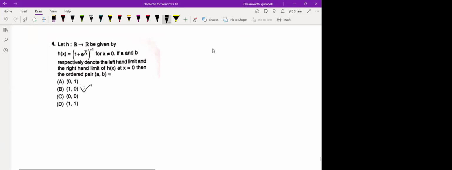h(x) is equal to (1 plus e power 1 by x) whole power -1 is given. What is the meaning? 1 by (1 plus e power 1 by x). This is for x not equal to 0. Why is x not equal to 0 given? At x equal to 0, 1 by 0 is infinity, e power infinity is infinity. We have to find at 0 only.